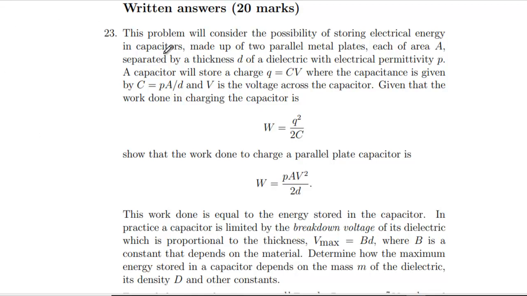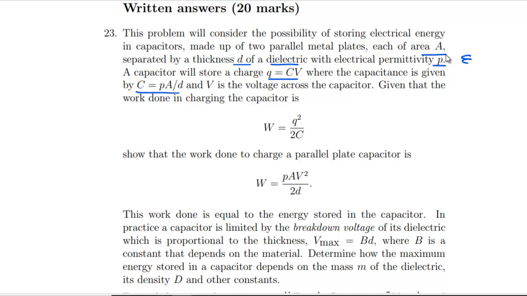Question 23: this problem will consider the possibility of storing electrical energy in capacitors made up of two parallel metal plates, each of area A, separated by thickness D of a dielectric, electrical permittivity P. Right, so they've changed that from our usual epsilon on our permittivities. A capacitor will store a charge Q equals CV. Capacitance is given by this. Okay, they've given us a lot of information here.